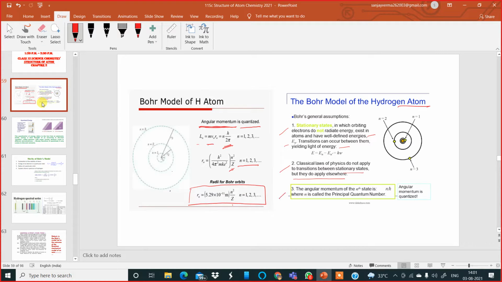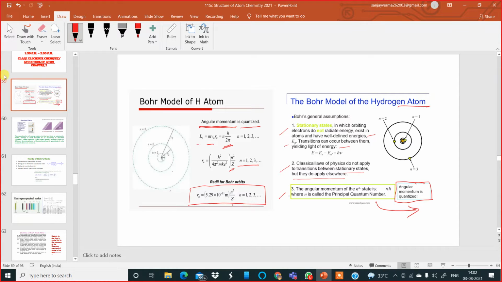Number three is an important point for chemistry. The angular momentum of the nth state is nh by 2 pi, where n is called the principal quantum number. This angular momentum is quantized. It is in terms of integral whole numbers. It cannot be a fraction. So these were some assumptions made to explain and understand the Bohr model of the hydrogen atom.